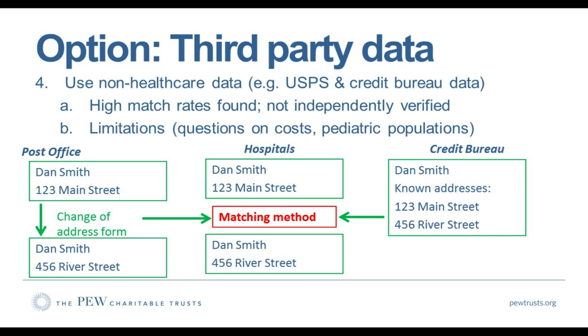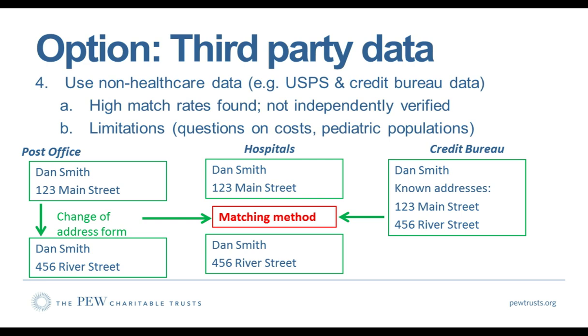The fourth option is the use of third-party data or referential matching, where information from the Postal Service or credit bureaus and other data sources could help better adjudicate matches. These approaches that have been tried have reported high match rates, though they have not been independently verified. And there are questions about both the costs of these approaches and their applicability to certain populations, such as pediatric patients, which might not have data in some of these data sources.